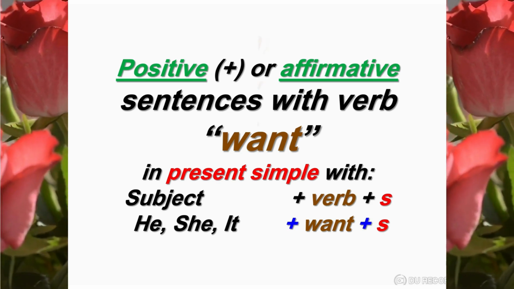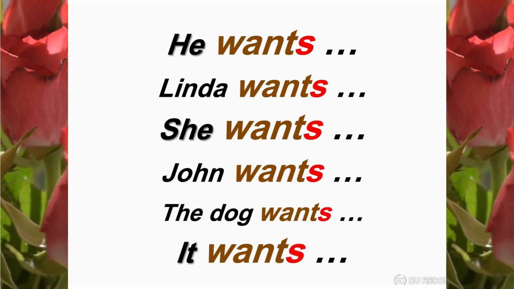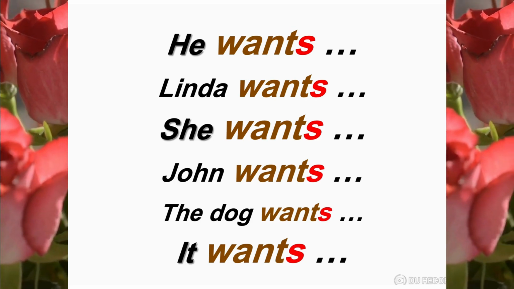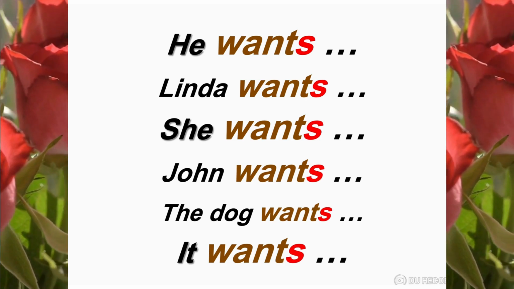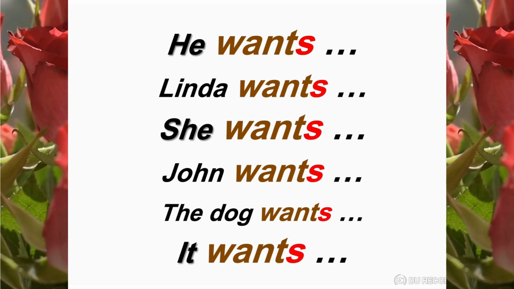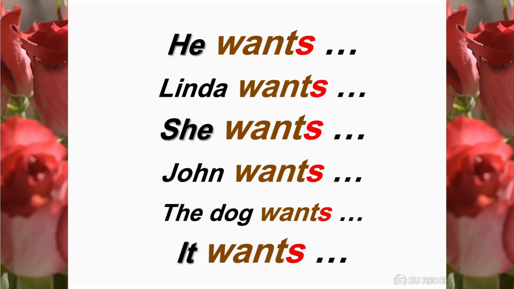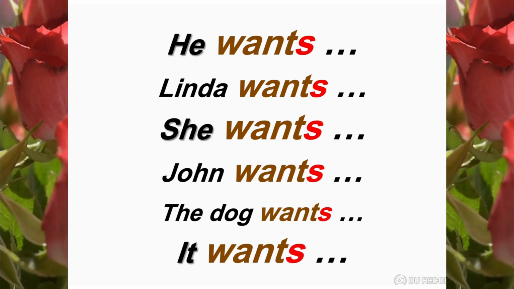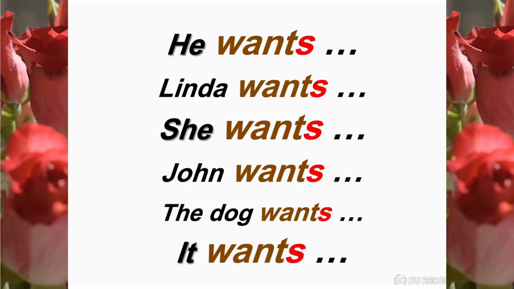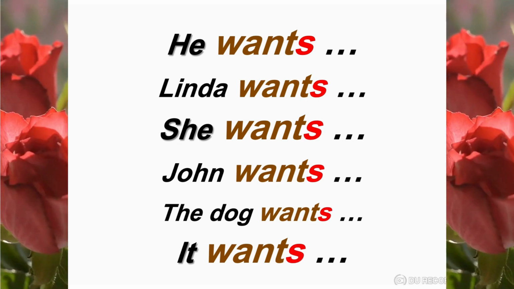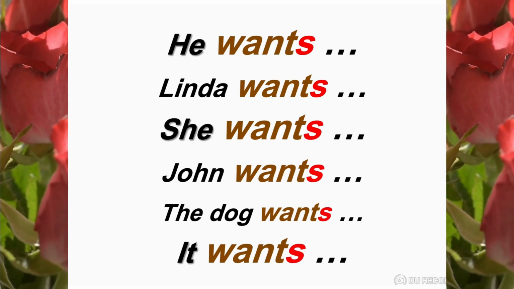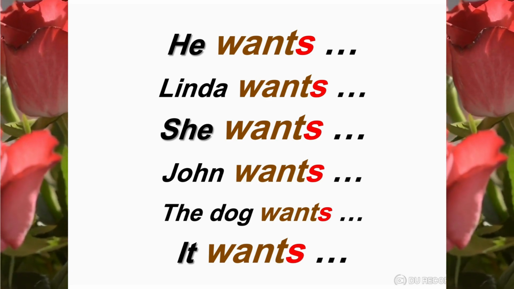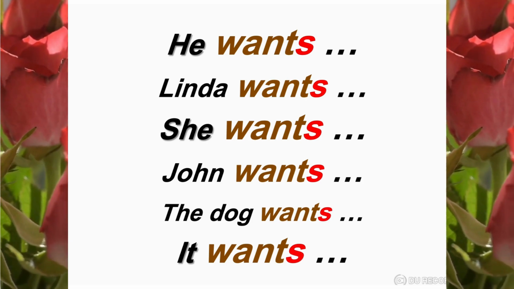Let's see some examples of the rule. He wants. Linda wants. She wants. John wants. The dog wants. It wants. So we notice that with he or she or it, the verb must have an S at the end. With Linda, with John, the verb has S at the end. Let's continue.